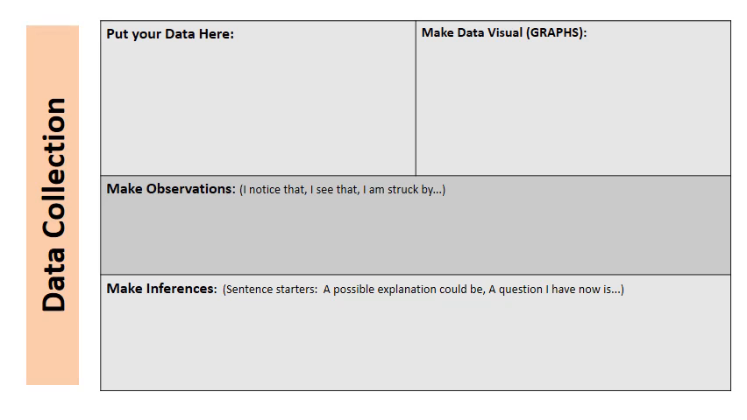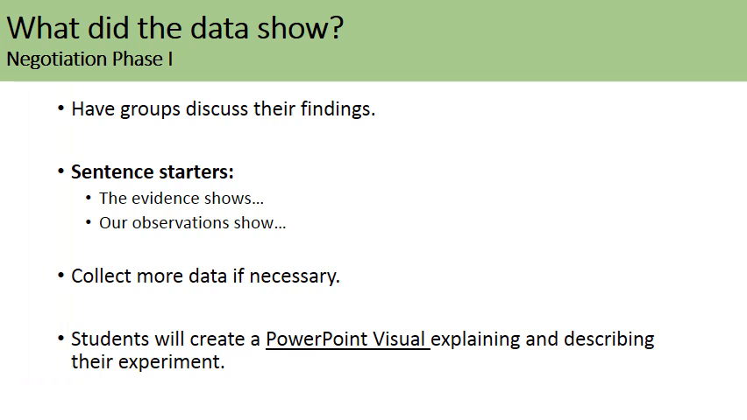Here's an example of a chart that they might fill out as they're collecting their data. There's a place for their data to go, there's a place for them to create a graph, there's a place to make observations with sentence starters like, I noticed that, I see that, I'm struck by. Then I'll ask them to make inferences. A possible explanation could be, a question I have now are all sentence starters that I'll be looking for.